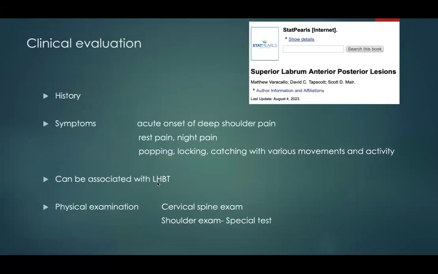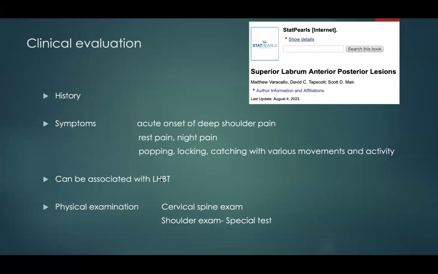The clinical evaluation. History is most important. Any history of sudden jerking force to the shoulder with an associated onset of pain, history of current episode of any shoulder instability. Common SLAP provoking sports include overhead sports like volleyball, baseball, pitchers, javelin, and swimming. Symptoms are acute onset of deep shoulder pain, rest pain, night pain, popping, locking, catching with various movements and activity. It can be associated with long head biceps tendonitis.